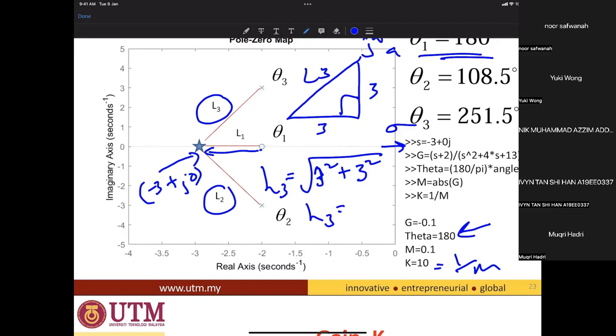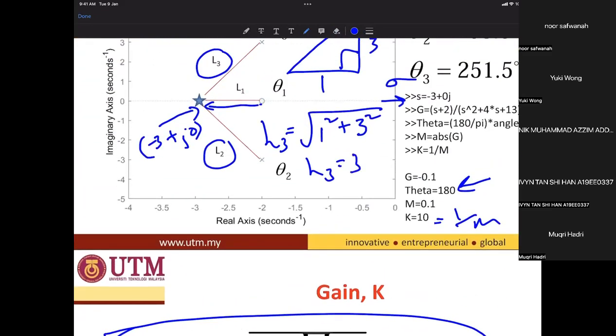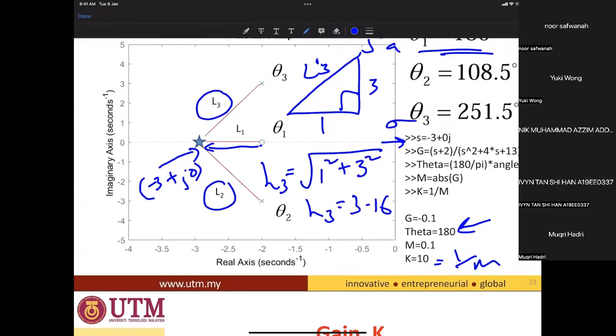1 squared, Doctor. How do you get 1 squared? From -2 to -3, the distance. Correct. So the answer is 3.16. This one is 3 minus 2, so you get 1.